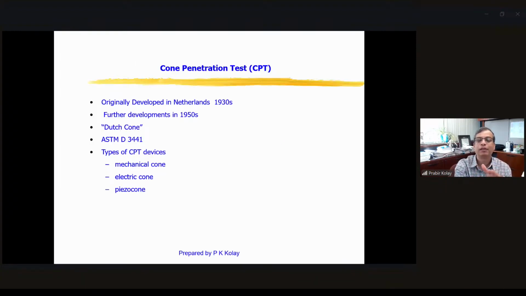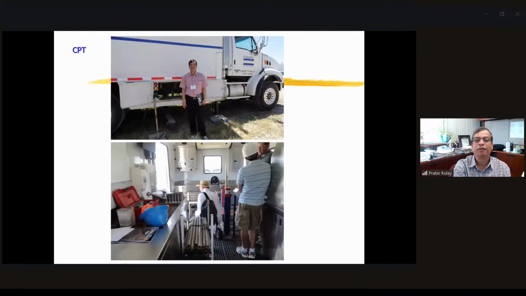So over here, again, as I mentioned, this was developed in the Netherlands, and further developed. Basically, it's a mechanical cone. There are electric cones and also piezo cones. This is how it looks. It is mounted inside the truck, along with the sample. These are tubes of different lengths, and at the bottom of the truck, the pipe goes down and is pushed into the ground.